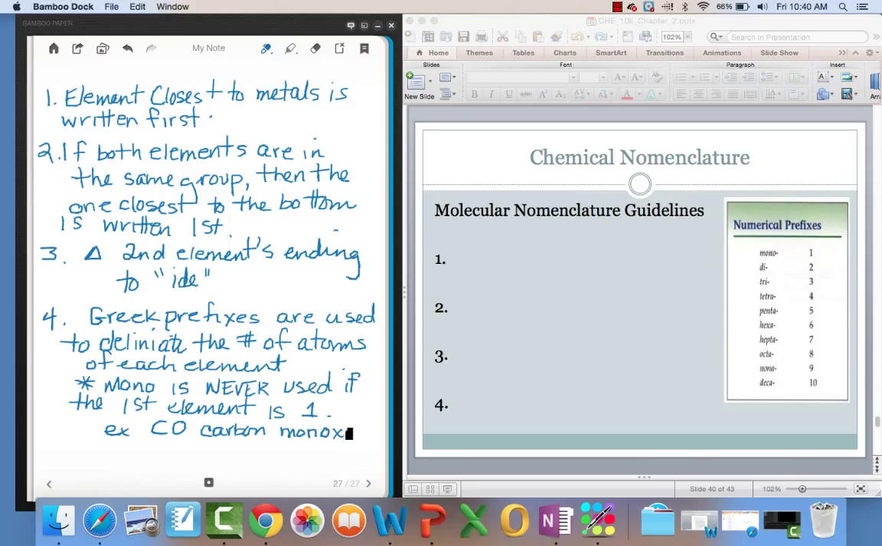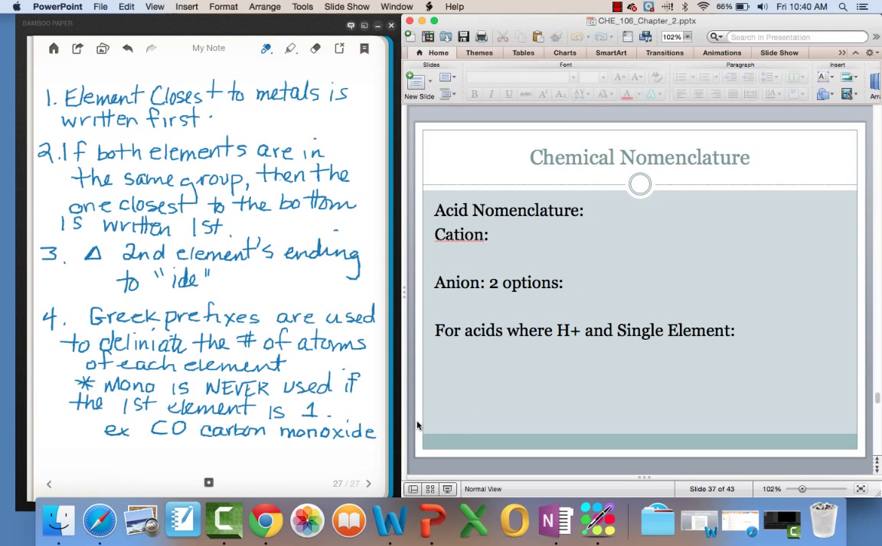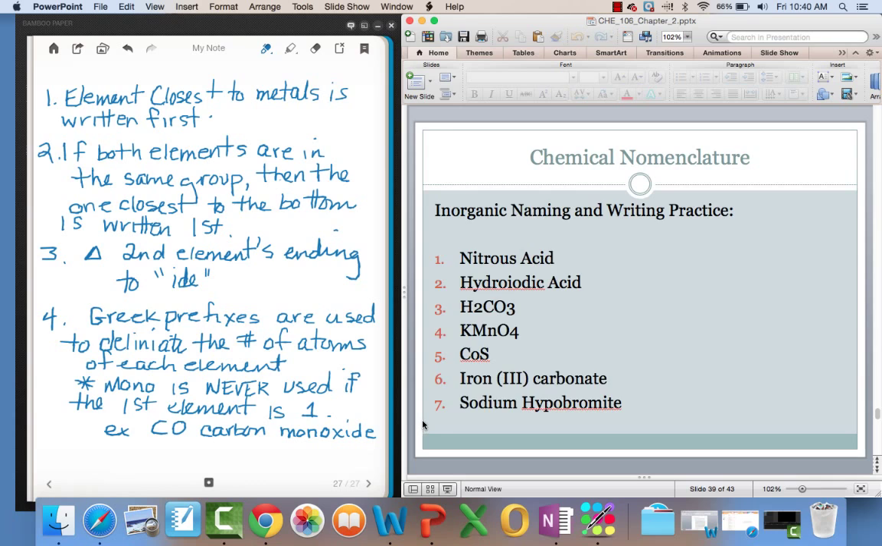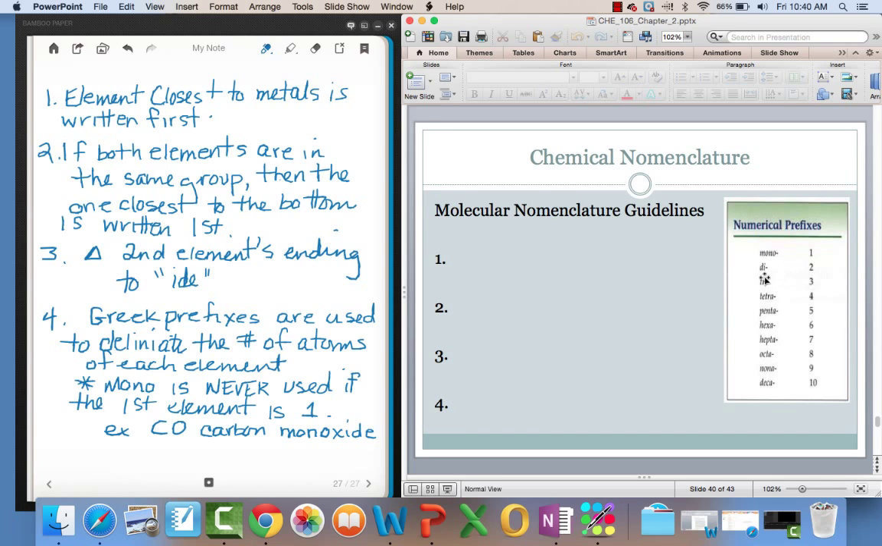And remember, we know the prefix for 1 according to this chart is mono, but we can't say monoocide, we can't have two vowels next to each other, so we always drop the vowel. Just like if we had tetra, we don't say tetraoxide, we say tetroxide usually. We don't say pentaoxide, we say pentoxide. So anyway, those are just some tidbits.